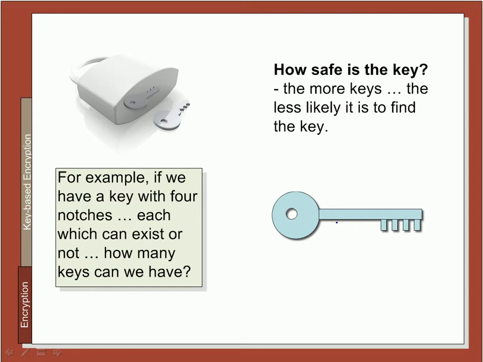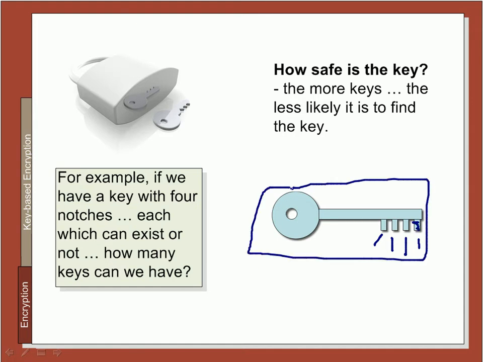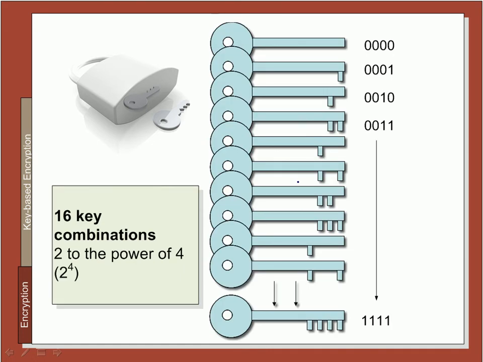So the key thing we need to know is how safe is our key? How big should our key be? How complex should it be? So let's look at an example where we have 4 notches in a key, and the notches can either exist or not exist. How many keys can we have in total? Well, we can have 2 to the power of the number of notches, or in this case 16 different keys.